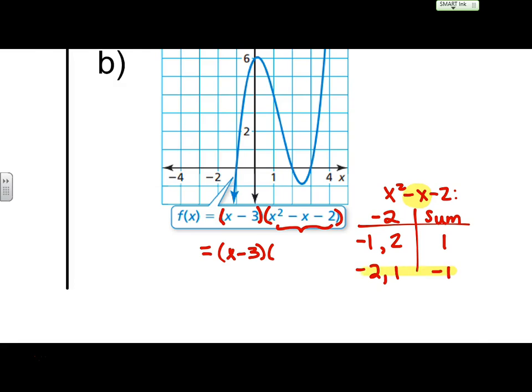Yeah, so here we go. What do we do with those? If the last term is negative, the signs must change. Got it. So I'm going to go ahead and put in my factors. I have an x, I have an x, a -2 and a +1.